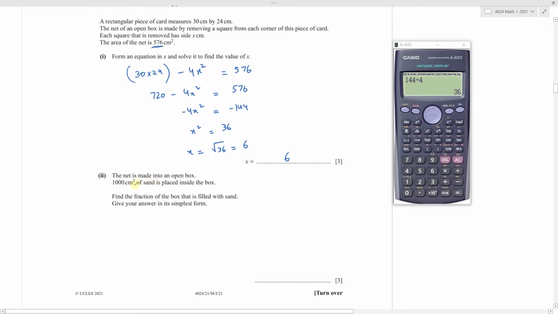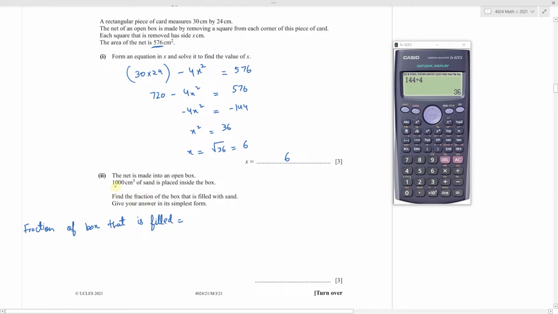The net is made into an open box. 1000 centimeter cube of sand is placed inside the box. Find the fraction of the box that is filled with sand, giving your answer in its simplest form. So you're looking for, oh sorry, not the percentage, the fraction. Fraction of the box that is filled.